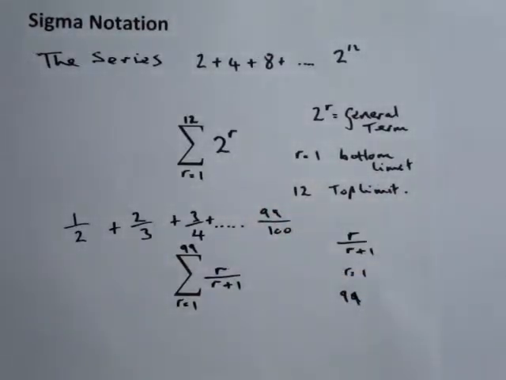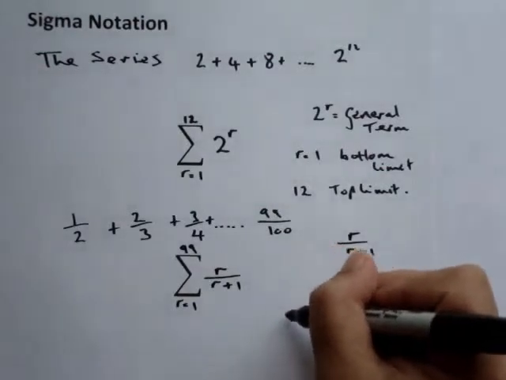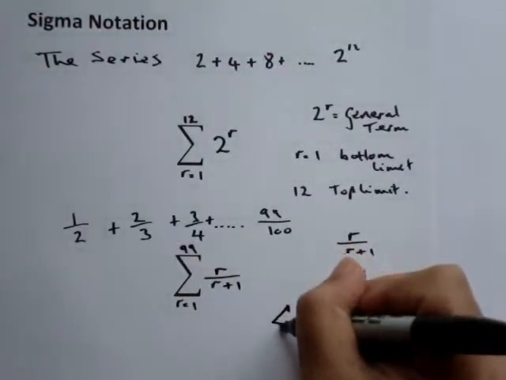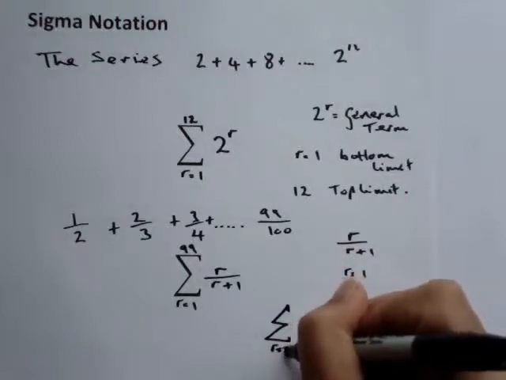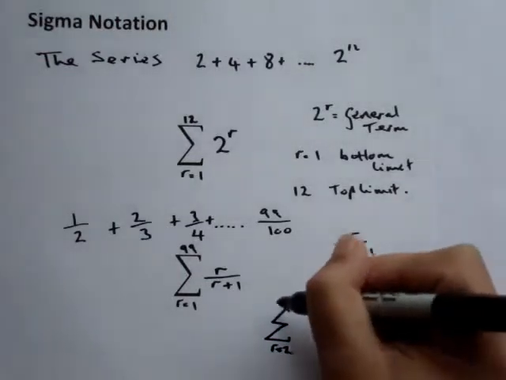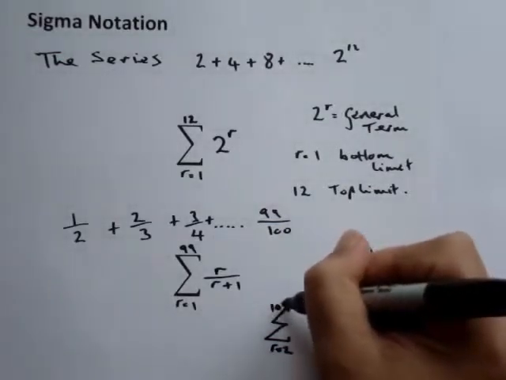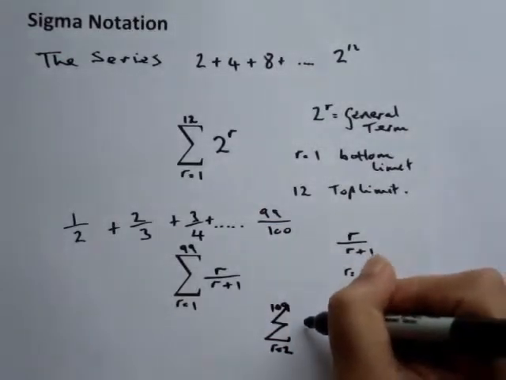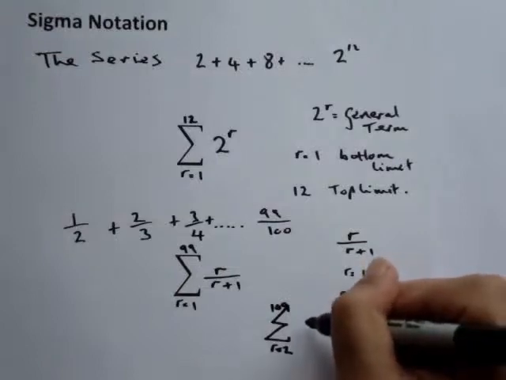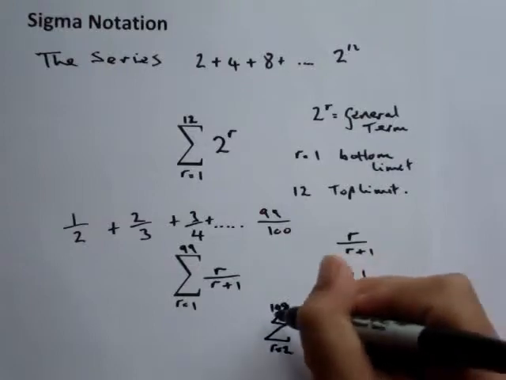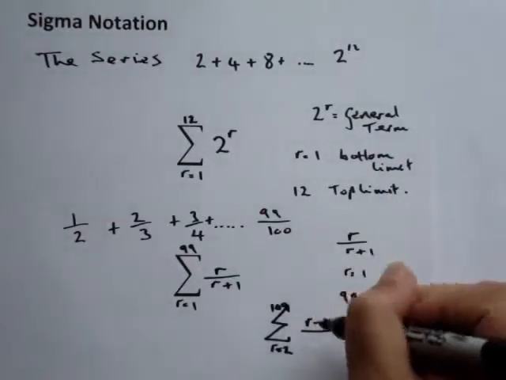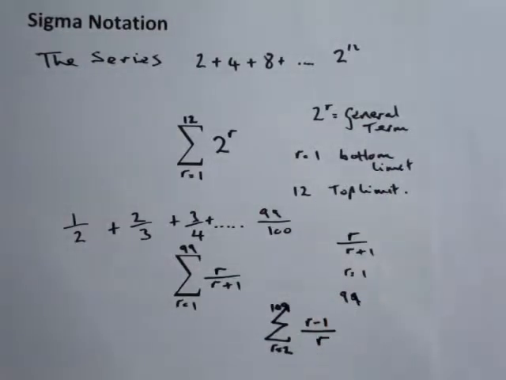Another way of writing this would be if we had r equals 2, then this would make our upper limit 100, and our general term would be r minus 1 over r. So 100 minus 1 would be 99 over r, which was 100. So these two are equivalent.